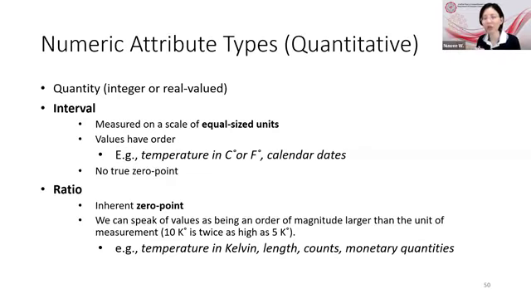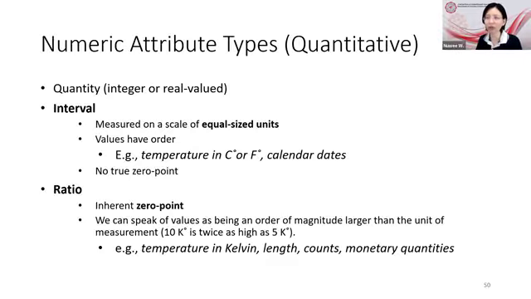For ratio, this has a 0 point. For example, 0 length means there's no length. 0 count means no count. For example, if you measure the number of people who go to the hospital today, if you say 0 persons, that means no one goes, right? So it is the real 0. Okay.